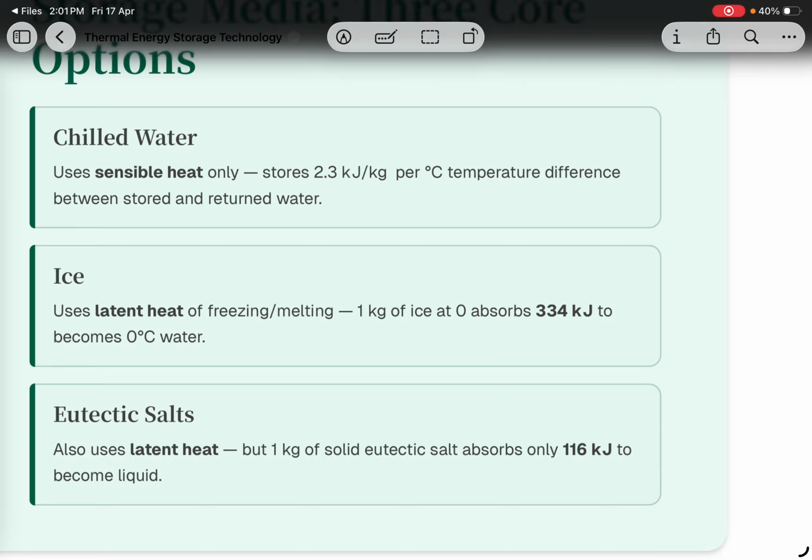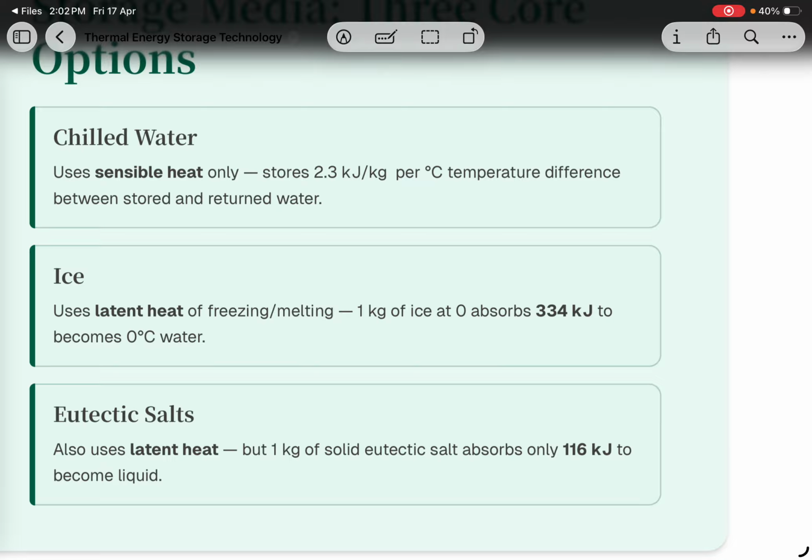Eutectic salts, you can use some salts or some phase change materials which can absorb the energy during phase transformation, right? For example, if you take a solid eutectic salt, then it absorbs about 116 kilojoules when it melts, when it becomes liquid, right? So eutectic salts as a phase change material are also used for storage.